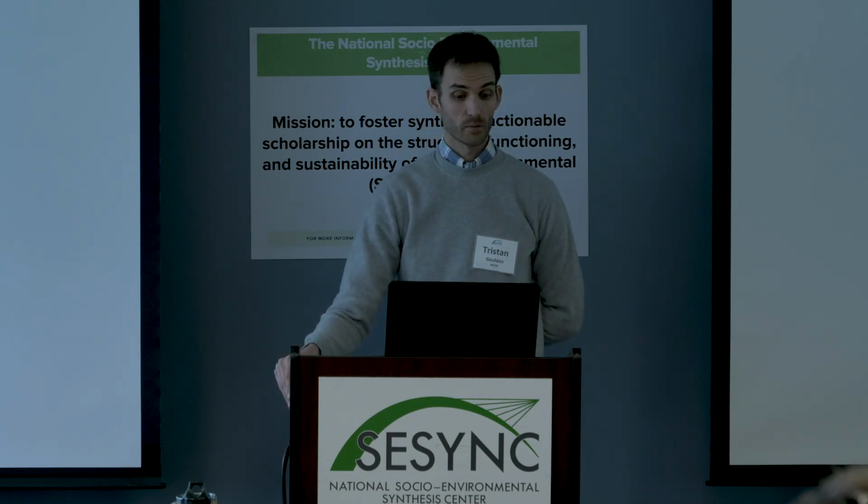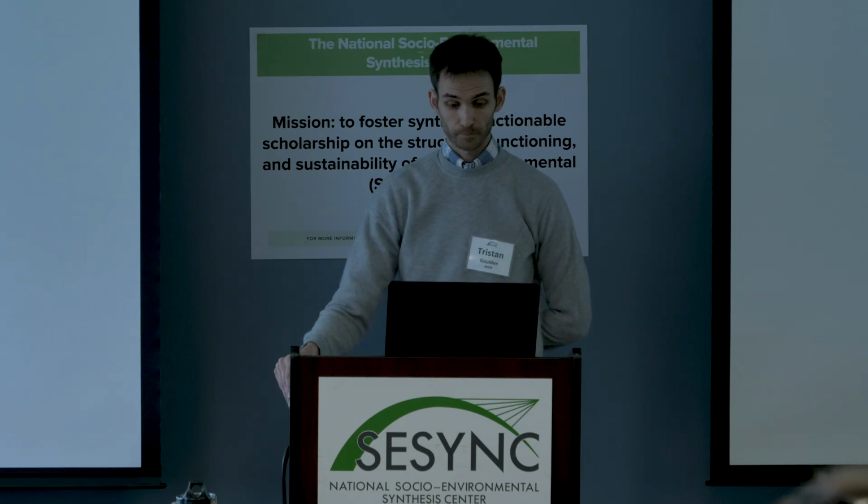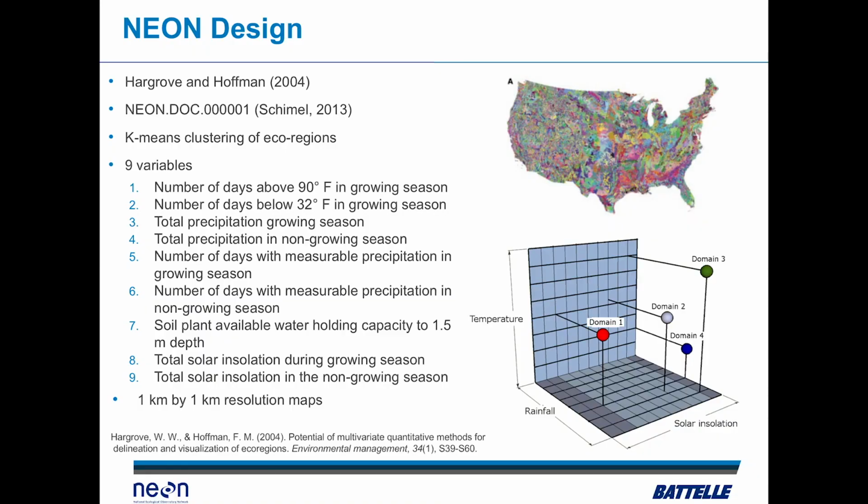For those of you who are familiar with remote sensing, this is a common clustering algorithm that's often used for identifying classes in supervised and unsupervised classifications. And so the original Hargrove and Hoffman paper, they chose several variables to do their clustering algorithm and define their ecoregions. But you can see what I've listed here is the 9 variables that NEON used to define its ecoregions. And I've just listed those there so you can read them. But based on things like temperature and precipitation and solar insolation.